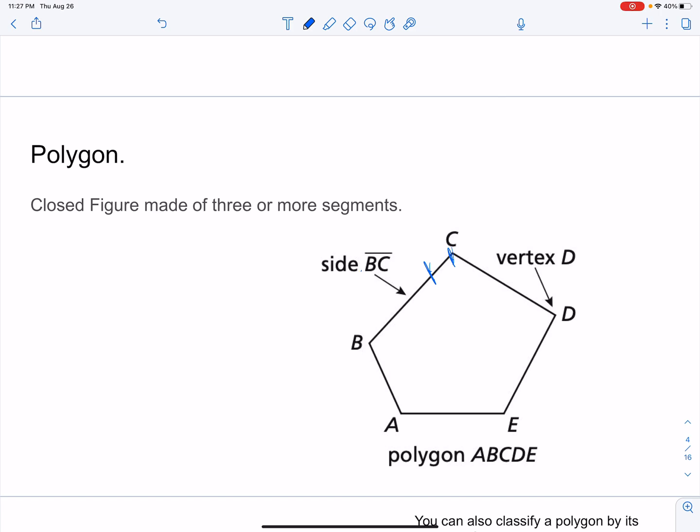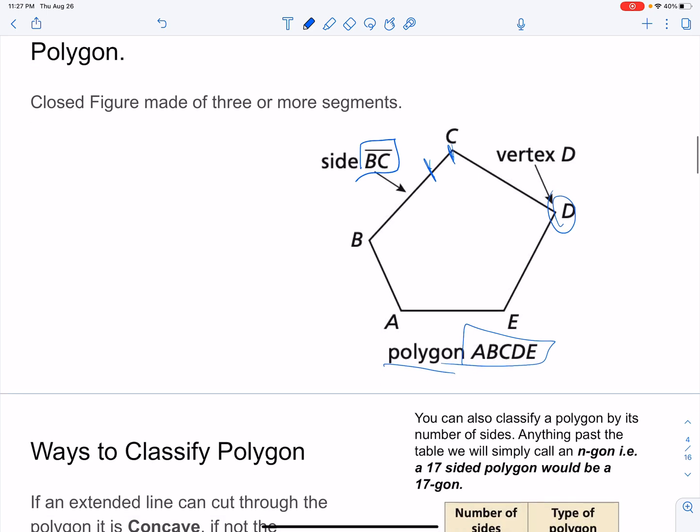You can see here we have our proper notation for our sides. Those are our segments. Our vertices are notated by points that are capital letters. If we want to label or name a polygon, we write the word polygon and then however many vertices it has, and that'll let us know how many sides it has as well. So if you see 4 letters, it's a quadrilateral. If you see 5, it's a pentagon, and so on.